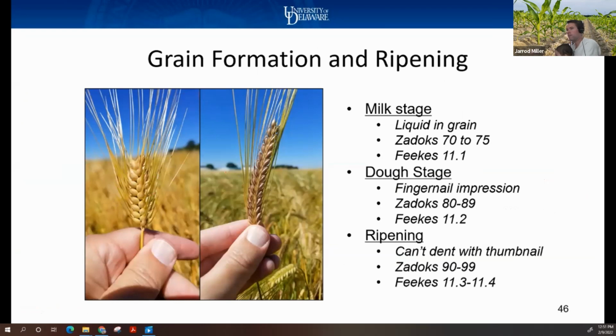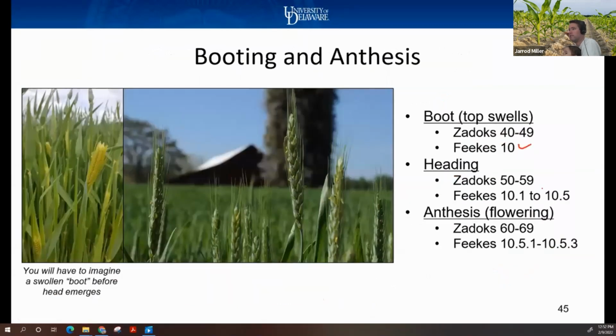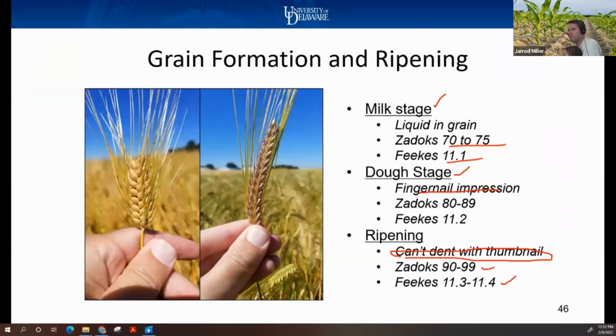So here you have different varieties of barley. So same thing as in corn, we have a milk stage. We have liquid in the grain, Zadoks 7.0 to 7.5, Feeks 11.1. We have a dough stage where it starts to dry down. You can leave a fingernail impression in still because it's dough. Once we get to ripening, you can't dent it or it's very hard. So the seed gets very hard. Zadoks 9.0 to 9.9, Feeks 11.3 to 11.4. So you can see with those Feeks, they get really tight. 10, 10.1, 10.5, and then 11.3, 11.2. They get really tight in their numbering there at the very end.